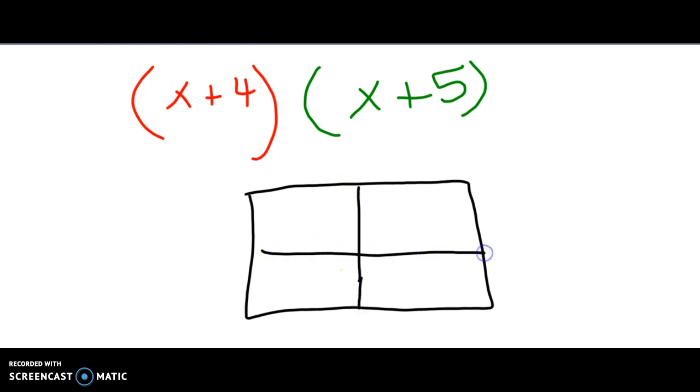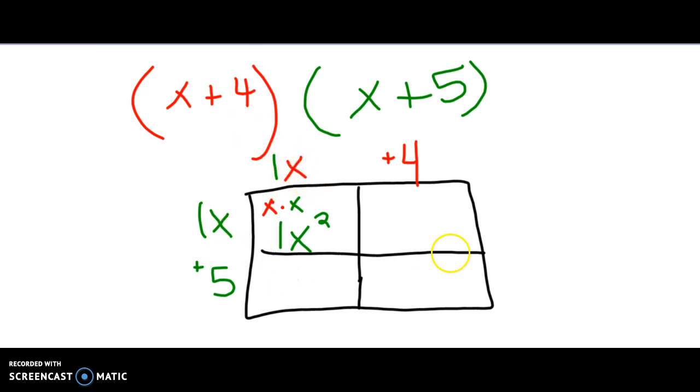Okay, so on the top, I'm going to have my x and my positive 4. And on this side, I'm going to have my x and my positive 5. Now, because we are multiplying, we're going to multiply these two. So in this box, I'm going to do x times x. Okay, and it's just saying 1 times 1 is 1, and I have two x's, so it's going to be x squared, or 1x squared.